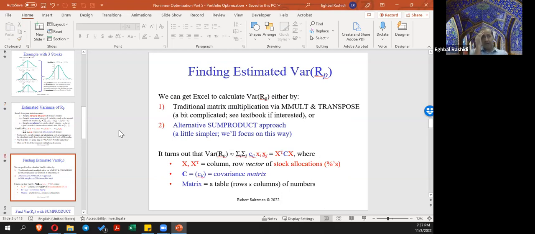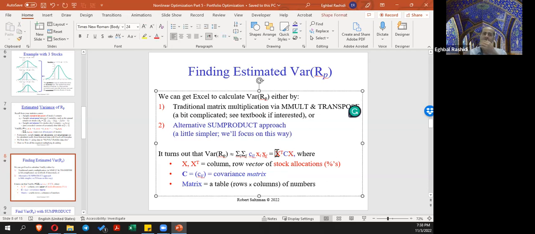We can get Excel to calculate variance either by MMULT, matrix multiplication, and also transpose, which is a little more difficult. I'm going to go with the second approach, which is using SUMPRODUCT. But to use SUMPRODUCT, I need to turn our portfolio decision variable, which is just a list, the percentage of my portfolio on stock one, stock two, stock three, into a matrix of N by N. That's what capital X stands for: when you multiply X transpose by X, you get a matrix.